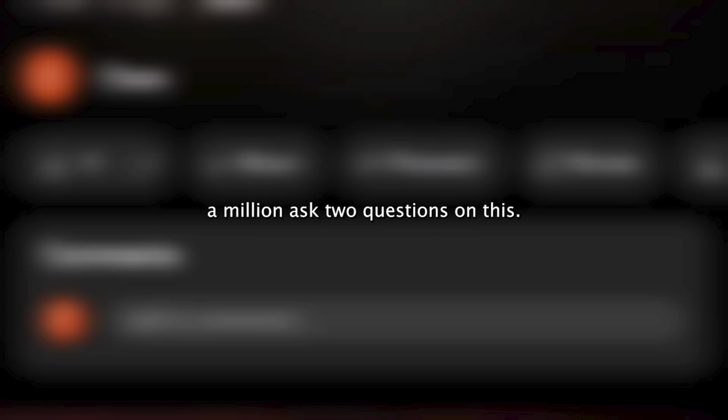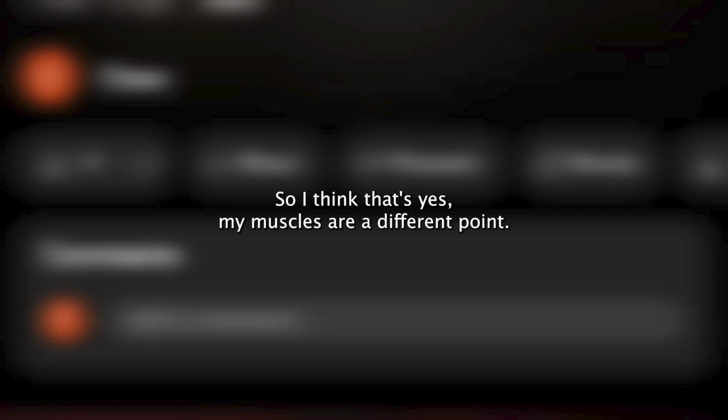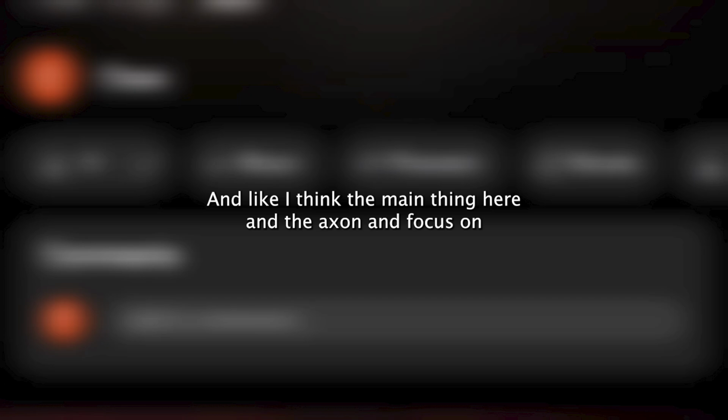He was like, this is too small, I'm not gonna ask any of these things in here. He said he's only gonna ask 2 questions on this. Honestly, he pointed to the axon 3 times, so I think that's gonna be it. Yeah, small muscles are difficult. The main thing here, the axon, I'd focus on.